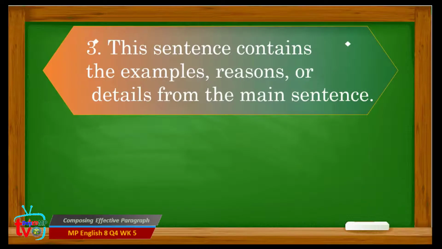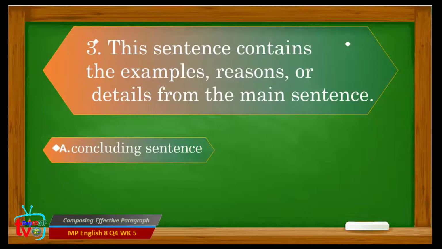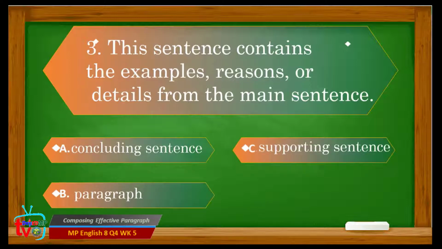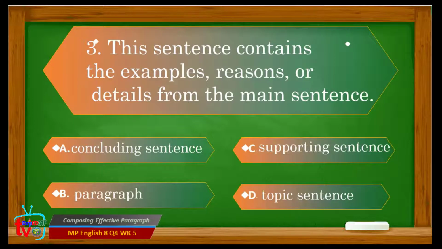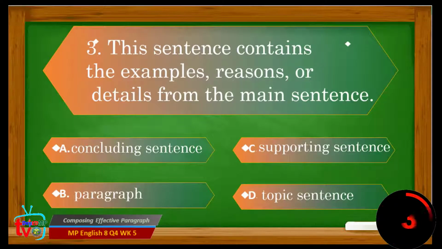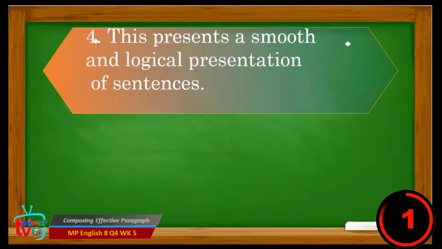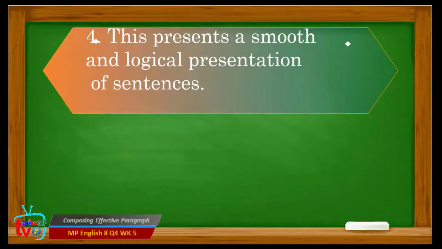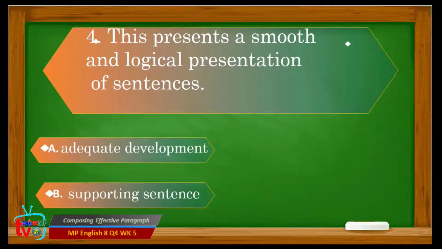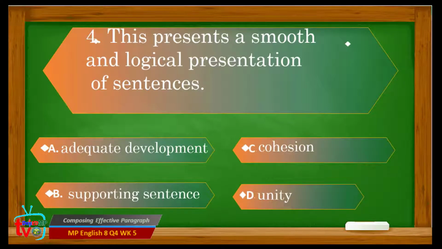Number 3, this sentence contains the examples, reasons, or details from the main sentence. A, concluding sentence. B, paragraph. C, supporting sentence. D, topic sentence. Number 4, this presents a smooth and logical presentation of sentences. A, adequate development. B, supporting sentence. C, cohesion. D, unity.